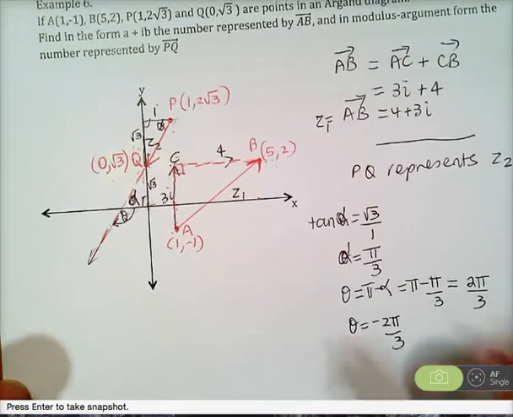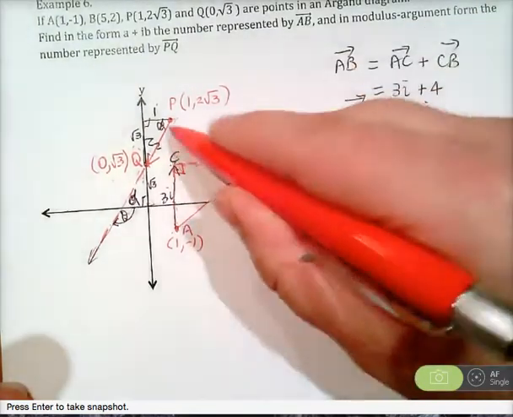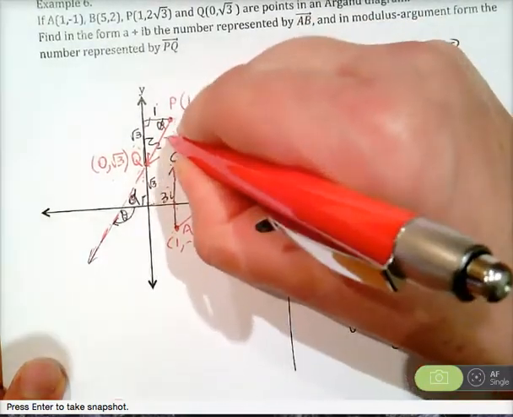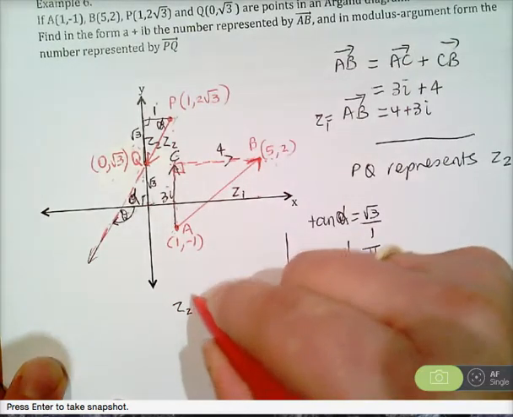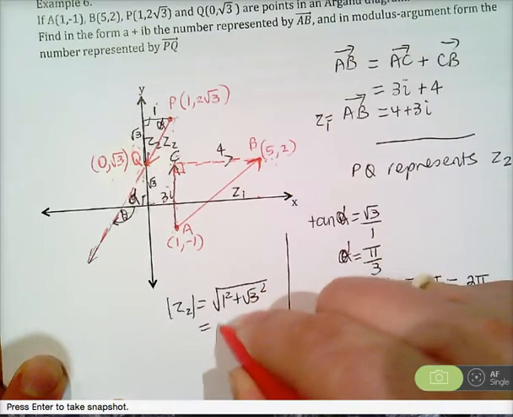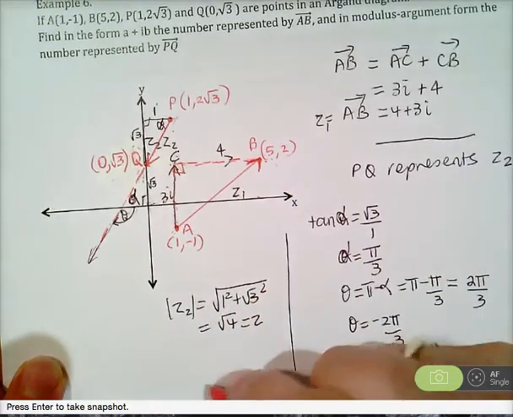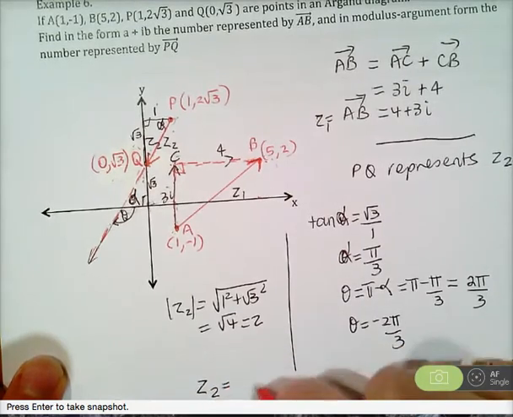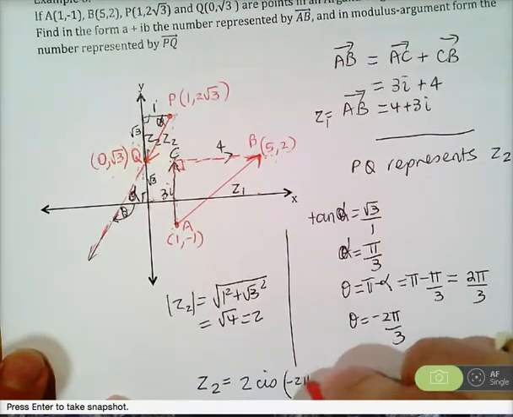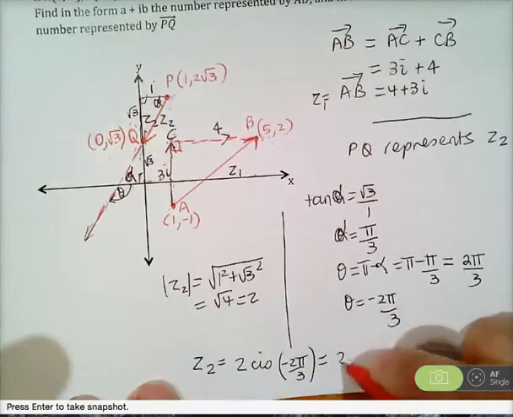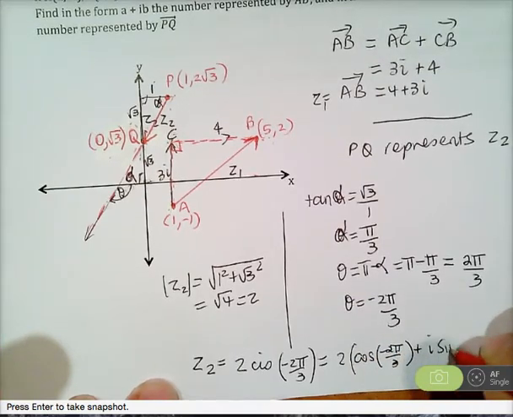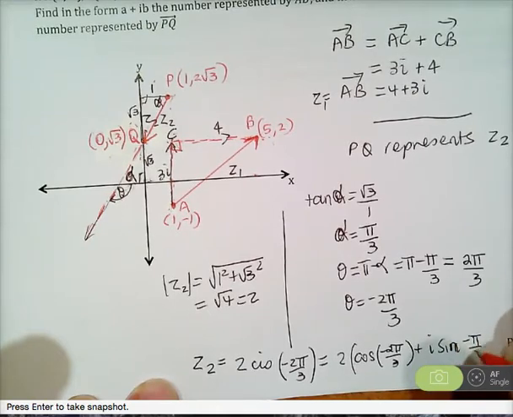Now just for the modulus, I'll just call that Z2. The modulus of Z2 is the square root of 1 squared plus root 3 squared, which is the square root of 4, which is 2. So therefore the complex number represented by Z2 is 2 cis negative 2 pi on 3, which is 2 times cos of negative 2 pi on 3 plus i sine of negative 2 pi on 3. Okay, so that is the complex number represented by PQ.